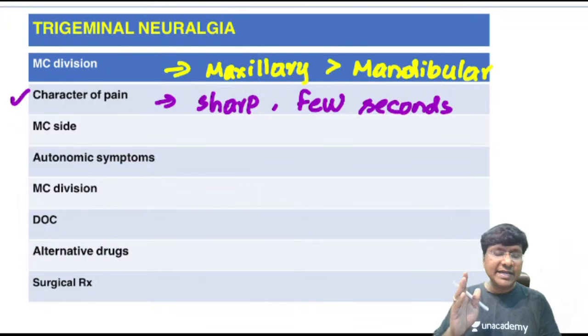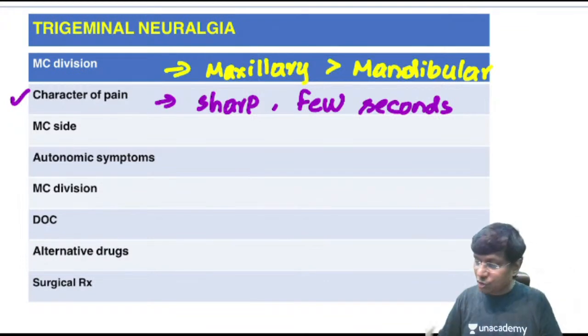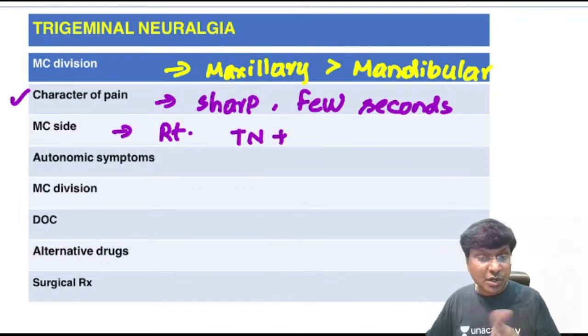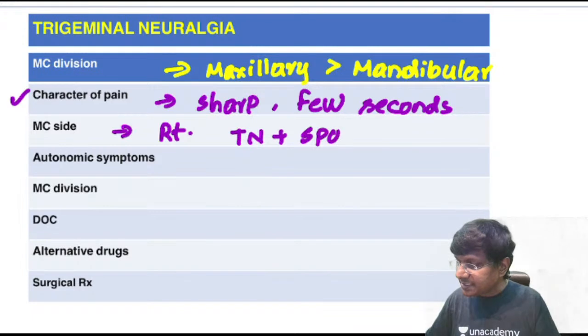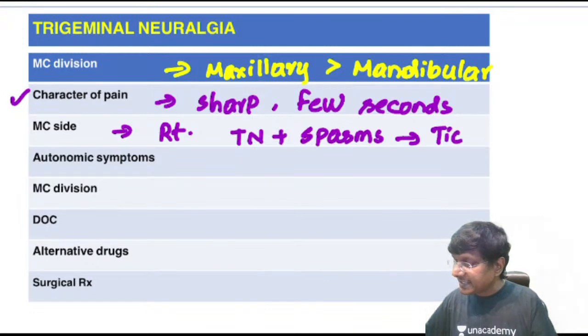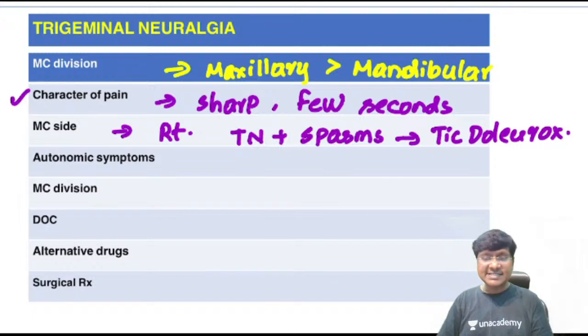Now trigeminal neuralgia, which side is it more common on? It is more common on the right side, and this pain is also associated with facial muscle spasms. When it is associated with facial muscle spasms, then we call it tic douloureux, right?